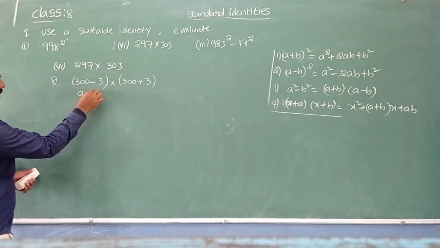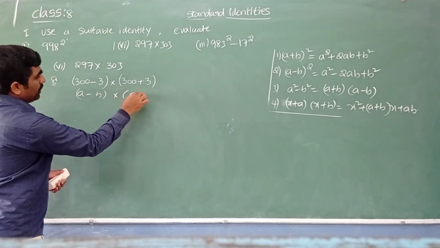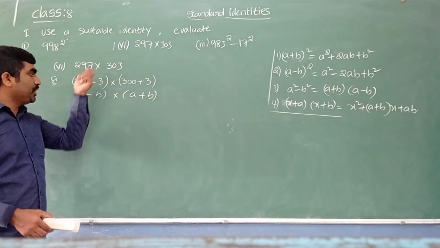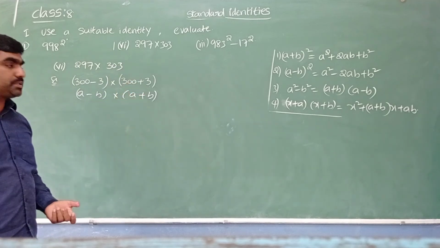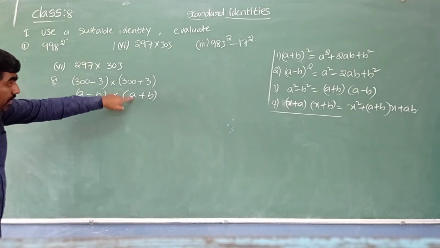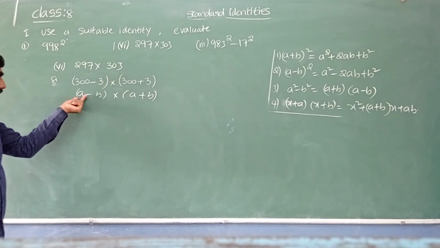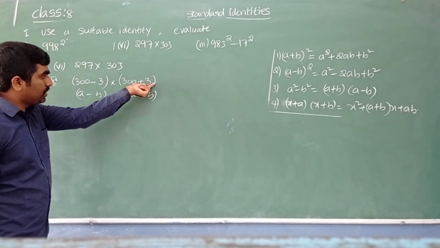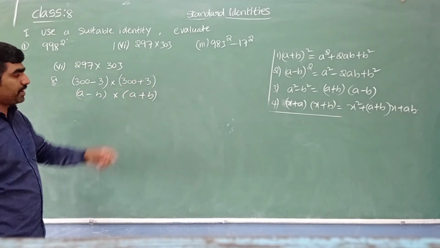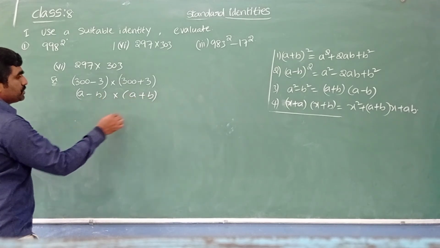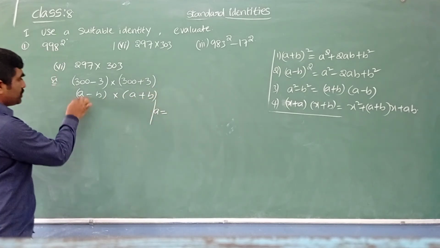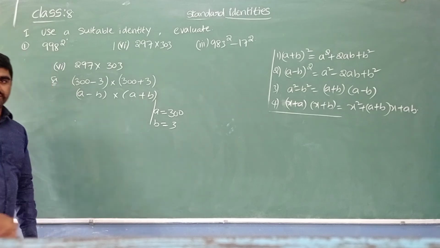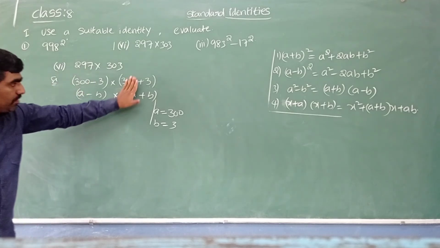Sir, it is like a minus b into a plus b, or we can say a plus b into a minus b. Both are the same. And see there, a is equal to 300, a is equal to 300. Both must be the same values. A, the same alphabet, tells that it is the same number. B is equal to 3, b is equal to 3. Minus matching, plus matching. So it is like a minus b into a plus b, where in the place of a I can see 300, and in the place of b I can see 3.